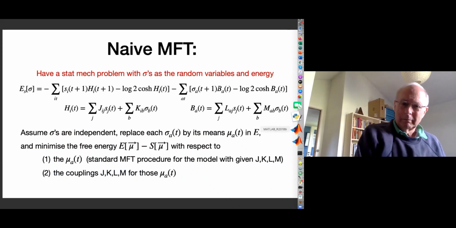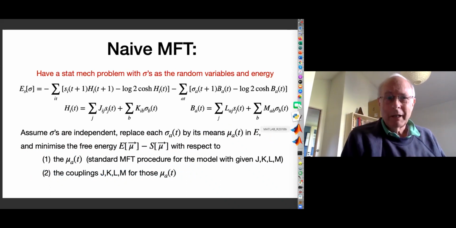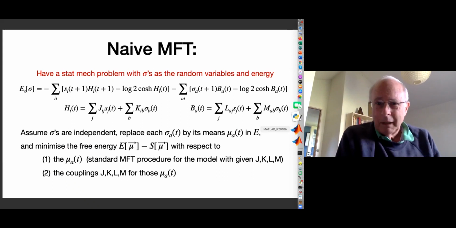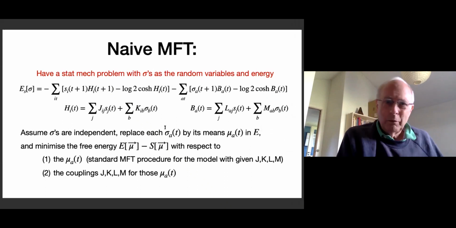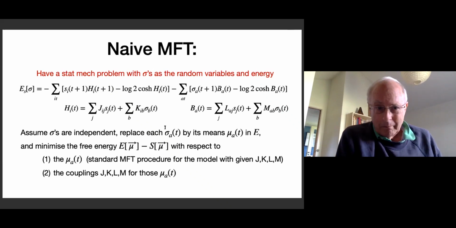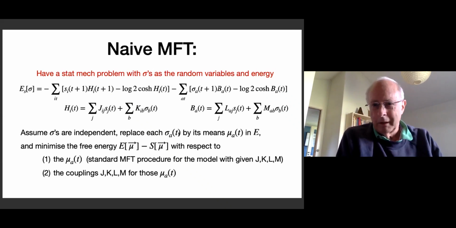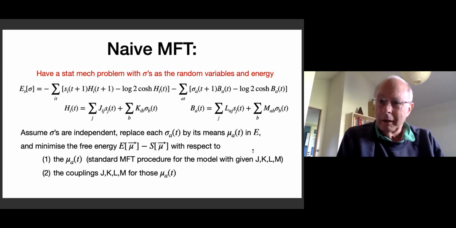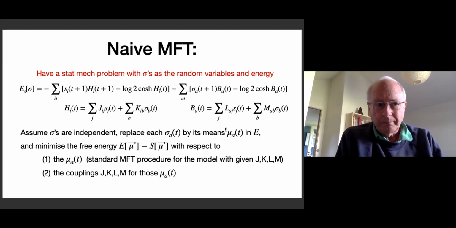Okay, so this is just what I just said. We have a statistical mechanical problem in the sigmas. Now, we can do naive mean field theory, just like we did in the ferromagnet. Just assuming the sigmas are independent, replace each one by its mean. The only thing that's different is the sigmas and the mu's are labeled by time as well as which unit they are. And minimize the free energy.